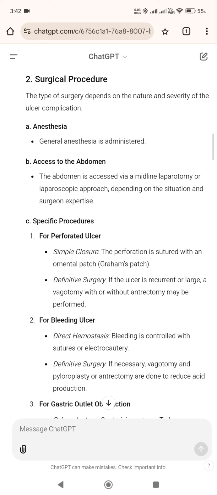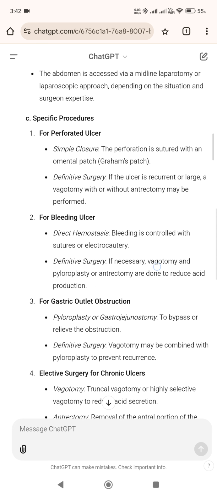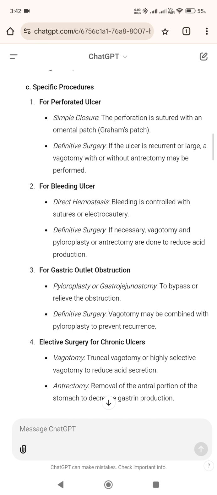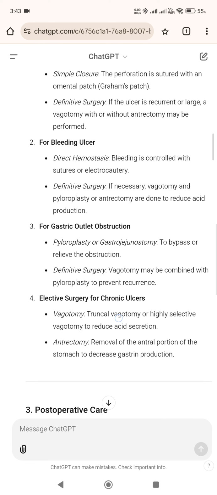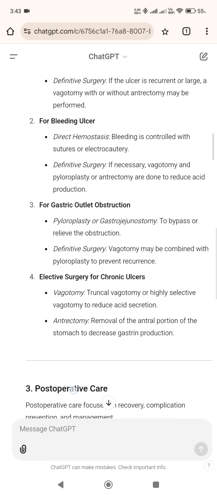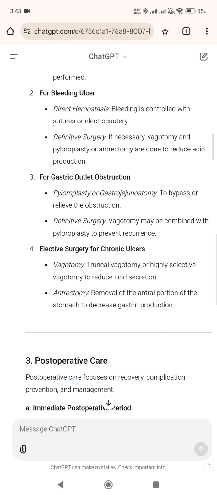3. For gastric outlet obstruction. Pyloroplasty or gastrojejunostomy to bypass or relieve the obstruction. Definitive surgery: vagotomy may be combined with pyloroplasty to prevent recurrence. 4. Elective surgery for chronic ulcers. Vagotomy: truncal vagotomy or highly selective vagotomy to reduce acid secretion. Antrectomy: removal of the antral portion of the stomach to decrease gastrin production.